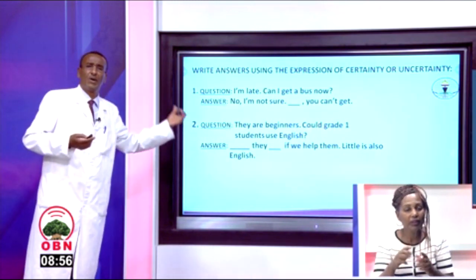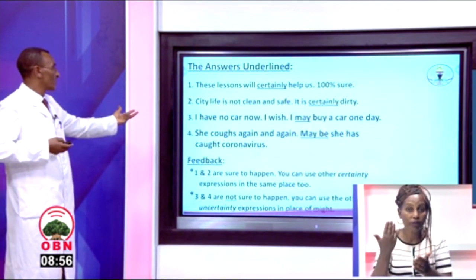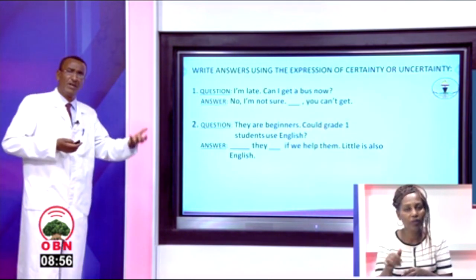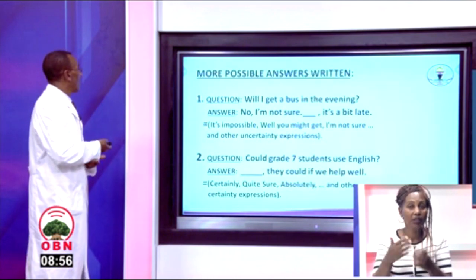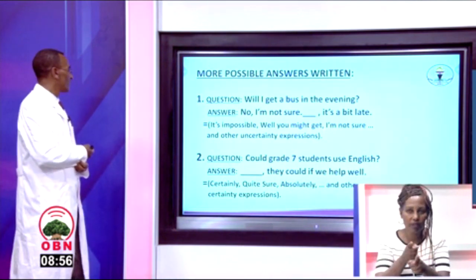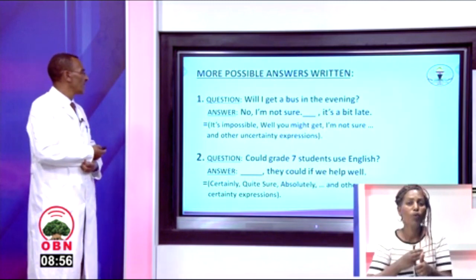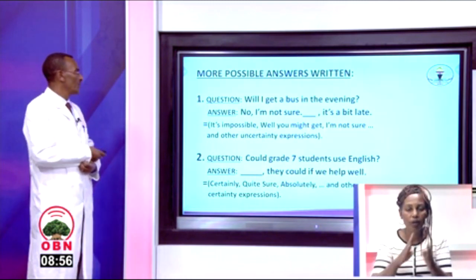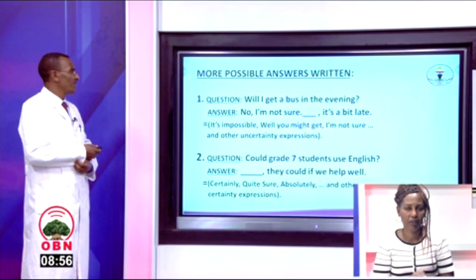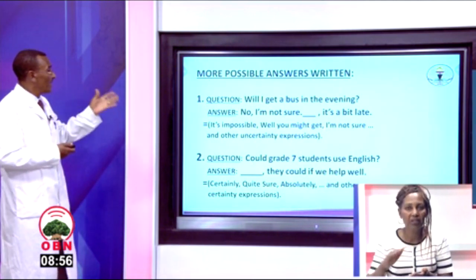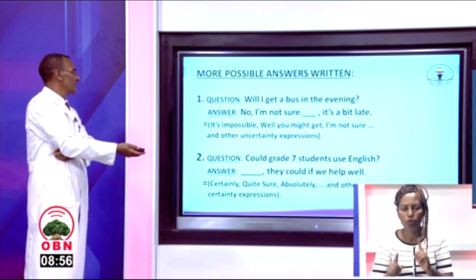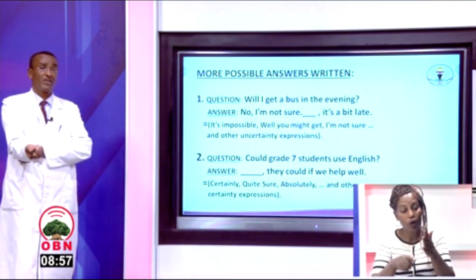You can go back to your book or your notes, go back to the exercise we answered above. It is similar. If you are given one example, you can do other examples. More possible answers are written below. Look, for the first question, will I get a bus in the evening? I am late. The answer should be, no, I'm not sure. Maybe it is a bit late. It is impossible. Well, you might get, I'm not sure. And other uncertainty expressions are also possible there.